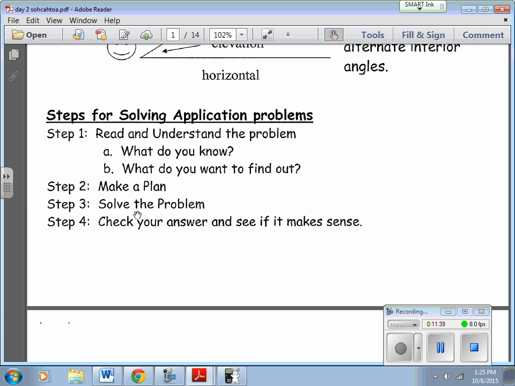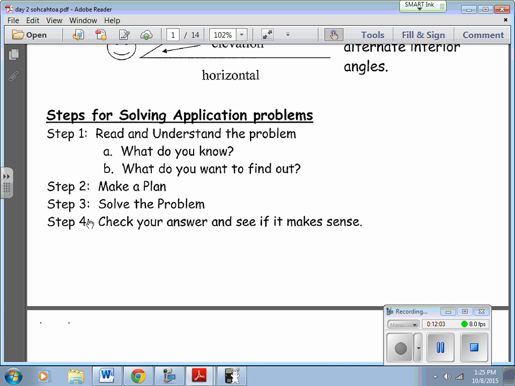Step 3 is to solve the problem. Most of you try to solve a problem. If you don't show your work, though, then if you get the answer wrong or your answers don't match, because it's not a multiple choice test, how are you going to know what you did wrong if you didn't write it down? Write your work down.